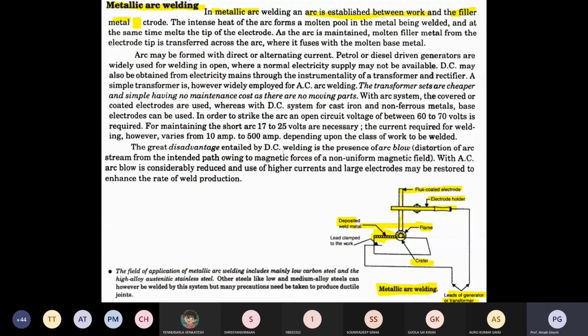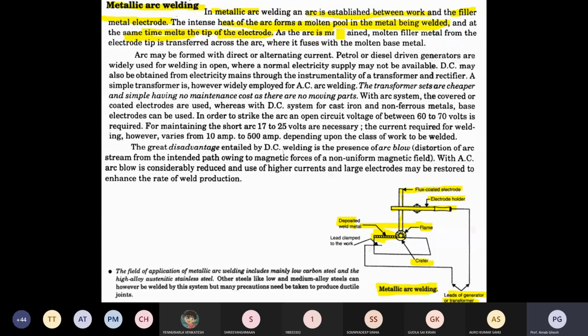So that's a very common part, basically that is your electrode. The simple thing is that the intense heat of the arc forms a molten pool in the metal being welded. Okay, so you are using the molten pool for the welding purpose. At the same time it melts the tip of the electrode. So the tip of the electrode is melting.